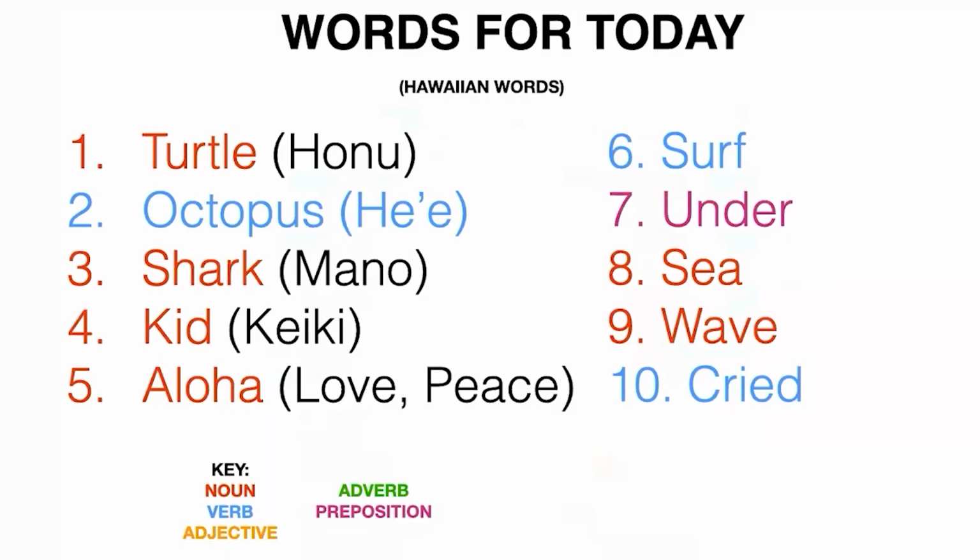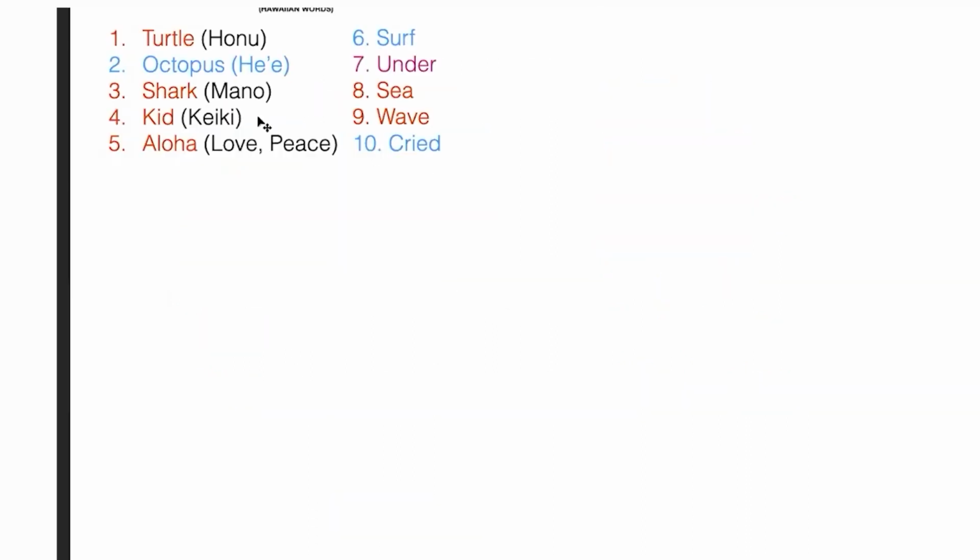So these are all Hawaiian words, guys. If you ever go to Hawaii, you can try to remember these words. Turtle, which is honu. Octopus, which is he'e. Shark, mano. Kid, so we can draw maybe a kid surfing or something. Aloha, which is love, peace, and probably hello. Surf, under the sea, wave, and cried. So somebody's gonna be crying. Okay, which word do you want to draw?